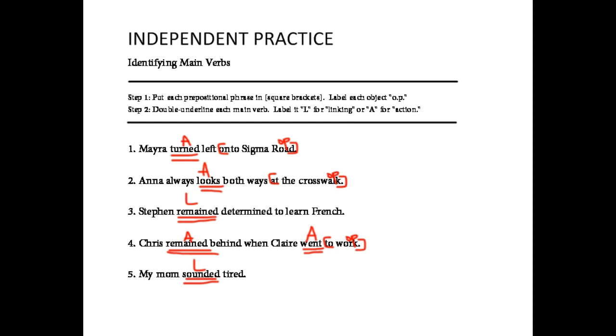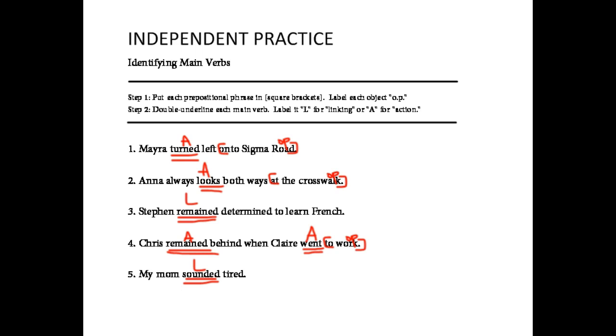Check yours against mine. I bet you might have accidentally marked this to learn French as a prepositional phrase. Remember, that's not a prepositional phrase. It's an infinitive phrase, and we know that because it's to plus a verb, to learn. You might have missed one of the action verbs in this sentence. There can be 2 main verbs in a sentence, so find them all. And you might have accidentally labeled remained as an action verb instead of a linking verb. If you did that, you probably didn't do the substitution test. Can you say Stephen was determined to learn French? Yes, you sure can. So that's a linking verb.